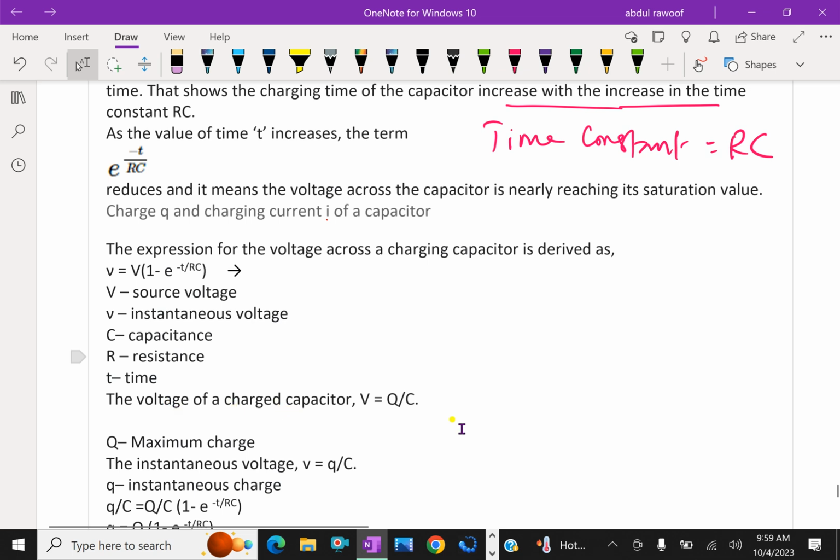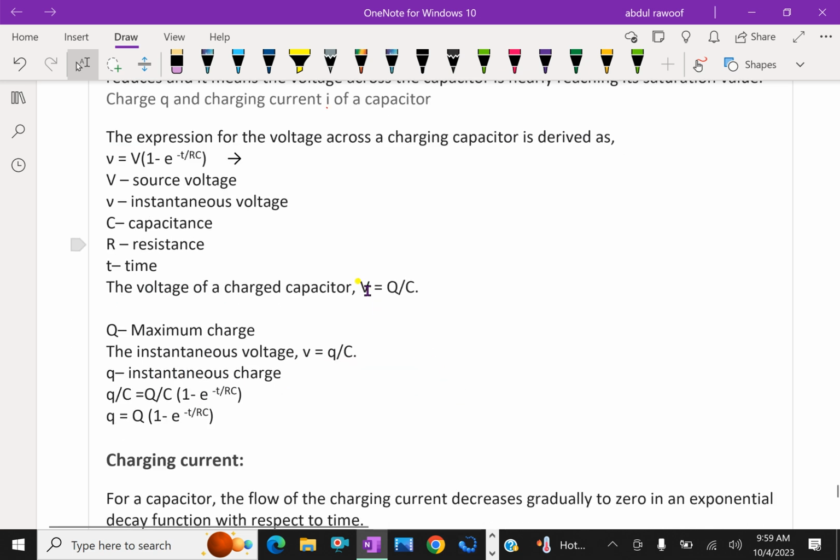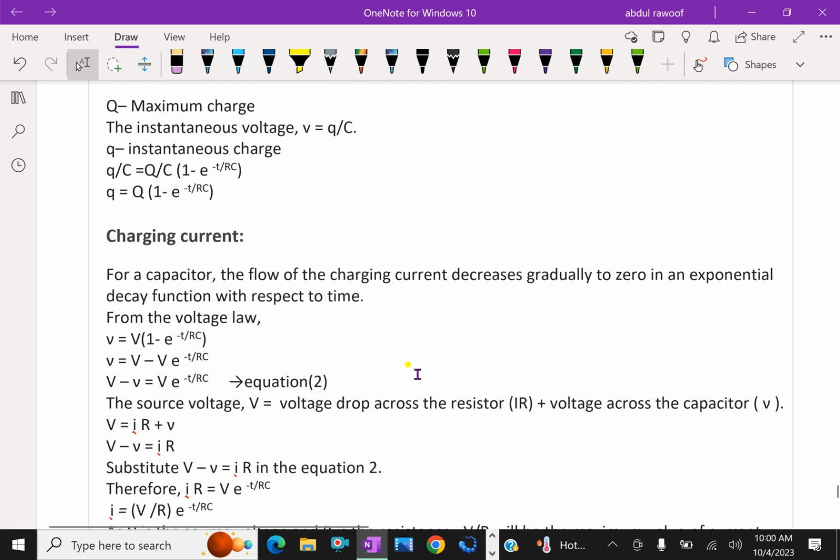The voltage across the capacitor, we know that V equal to Q over C. Here Q is the maximum charge. The instantaneous voltage v equal to q over C, where q is the instantaneous charge. Therefore q over C equals Q over C into 1 minus e power minus t over RC. Then q equal Q into 1 minus e power minus t over RC is the charge equation.